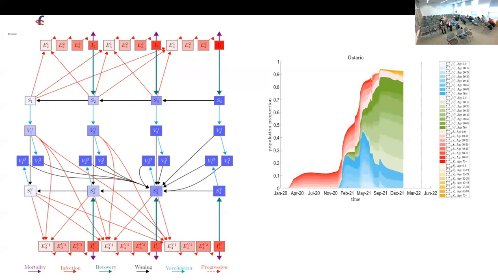Finally, we have modified the model to incorporate the third booster dose, the fourth booster dose, and so on, and the Omicron era. This is a preliminary fit that we did for Ontario a couple months ago, but we have much better fits now. We're using these to look back on the Omicron era to see how the distributions of immunity have evolved over the different age groups and how they're going to move forward into the fall and the spring for this year and next.